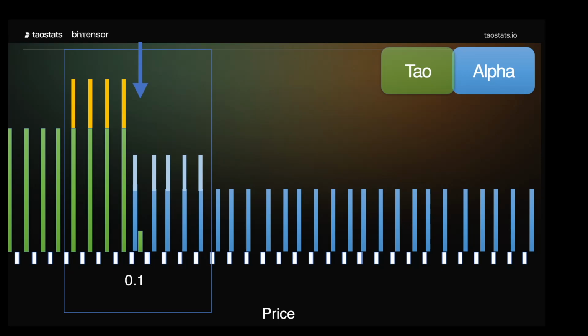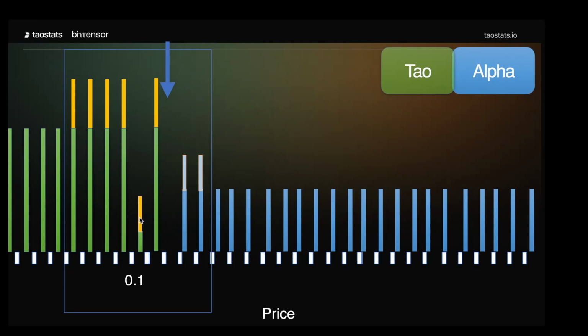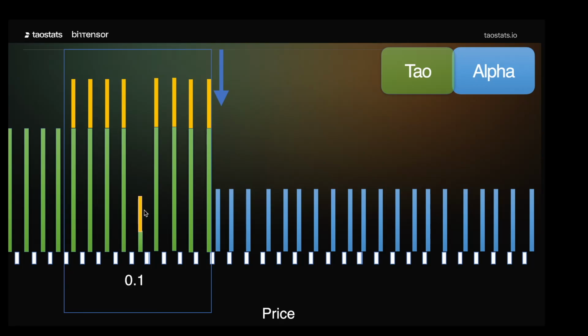So now if there's a price change, your alpha gets converted into Tau. And if we go all the way up, all of your alphas get converted into Tau. If we go the other way, all of your Taus get converted into alpha.